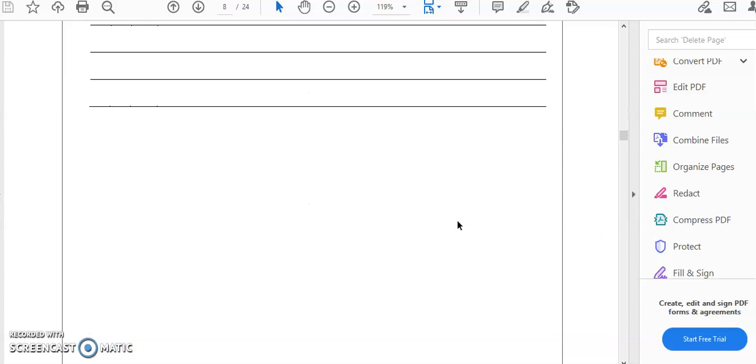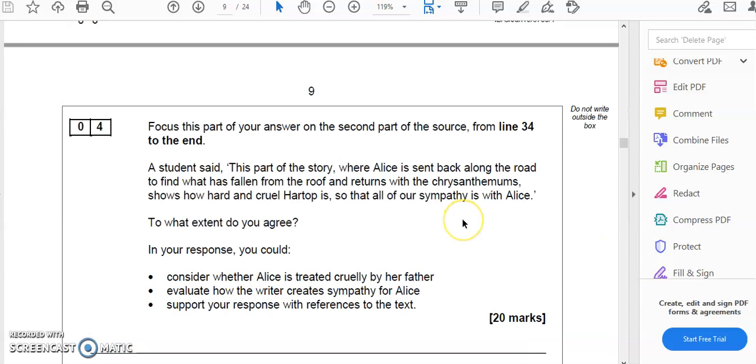Okay, so moving on to question 4 here. Now question 4 is the big essay style question. It's worth the most marks out of any of the reading paper questions, so we know we've got to take it seriously. It's 20 marks, so you're looking at about 25 to 30 minutes.